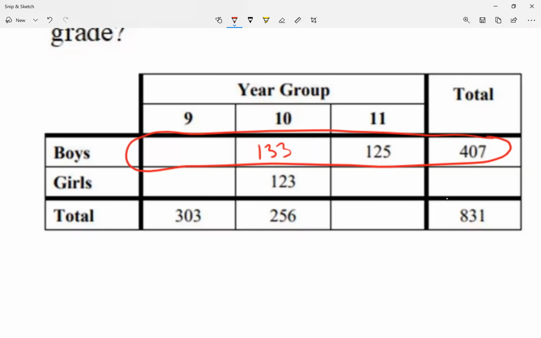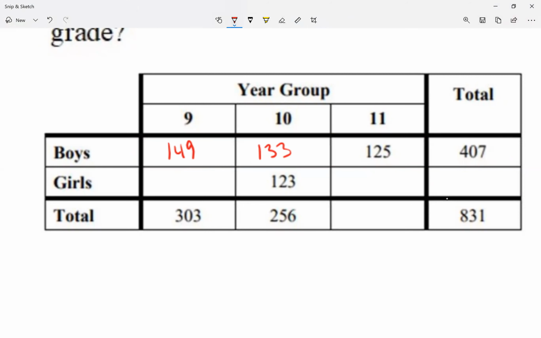So here, I know there's 407 boys total. 125 are in the 11th grade, 133 are in the 10th grade. I can pretty much figure out how many are in the 9th grade. I'm just going to go 407, which is the total amount of boys, minus 125, so I remove the 11th graders, minus 133, so I remove the 10th graders, and I'm going to find out that there's 149 ninth graders.